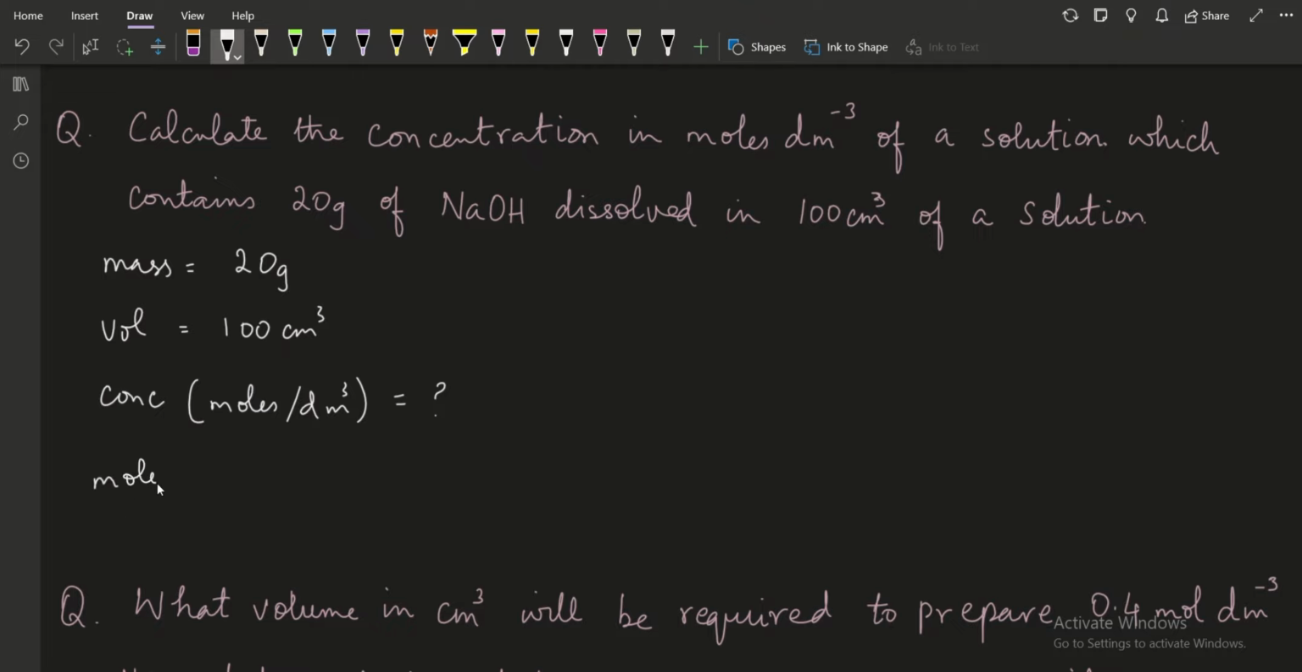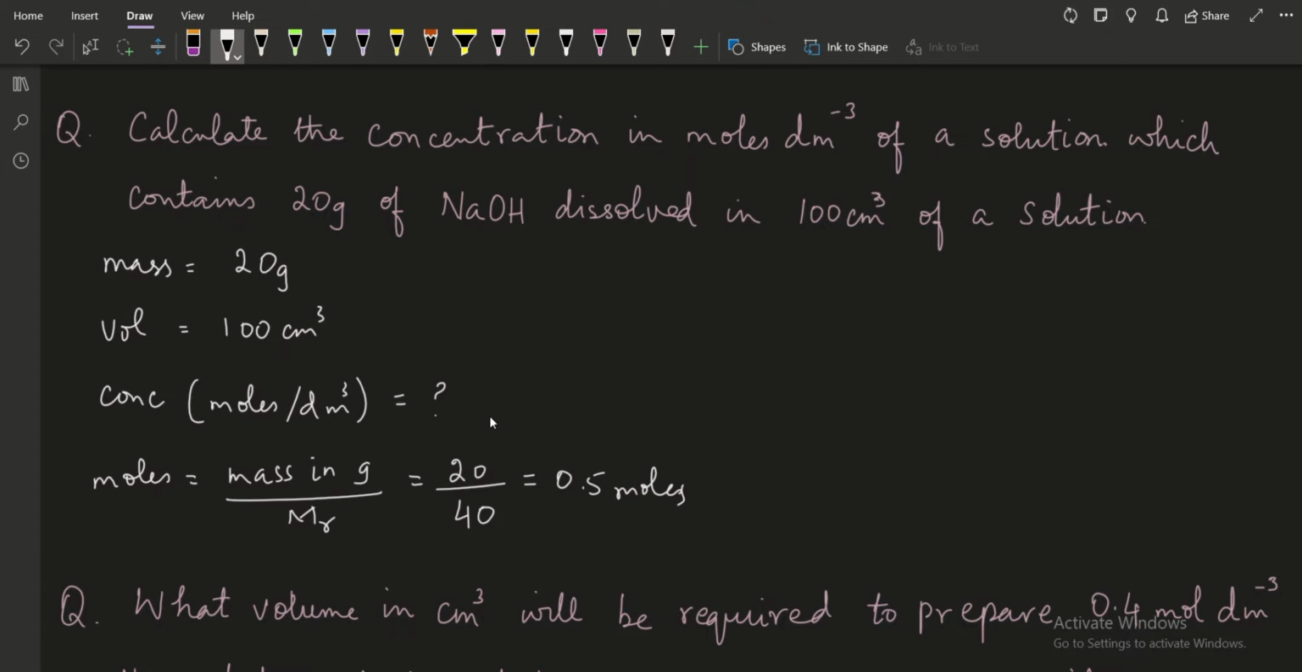For calculating moles, the formula is mass in gram divided by Mr. Mass in gram is how much? It is 20. Mr for sodium hydroxide is 40. So our answer is 0.5 moles.